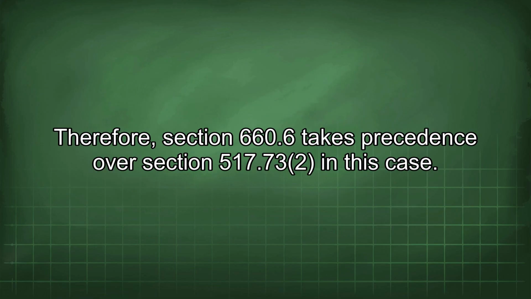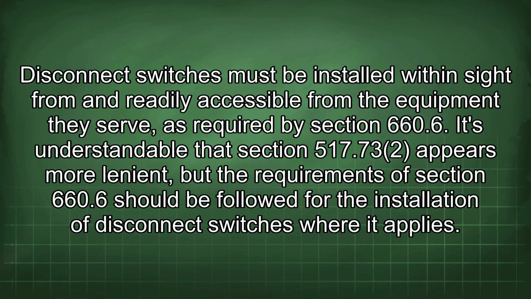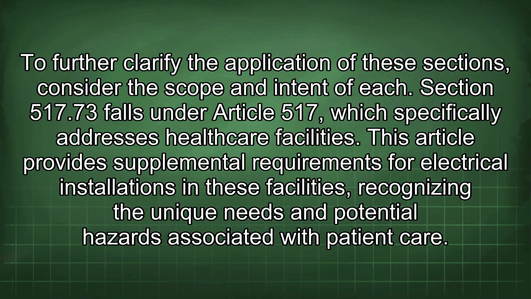Therefore, Section 660.6 takes precedence over Section 517.73 in this case. Disconnect switches must be installed within sight from and readily accessible from the equipment they serve, as required by Section 660.6. It's understandable that Section 517.73 appears more lenient, but the requirements of Section 660.6 should be followed for the installation of disconnect switches where it applies. To further clarify the application of these sections, consider the scope and intent of each.